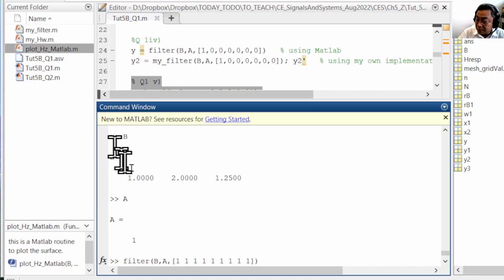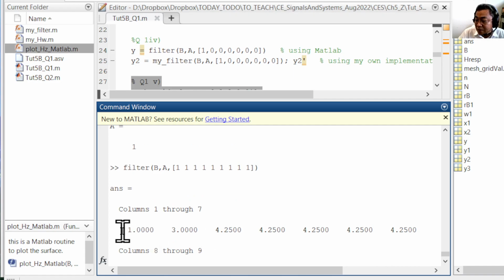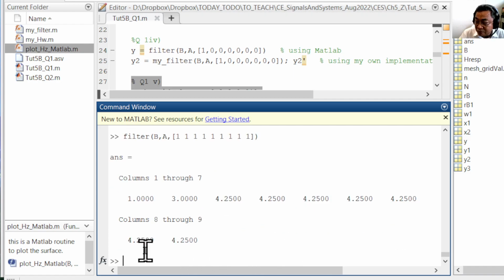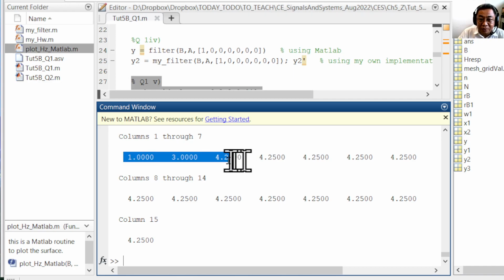First I enter the b value, I enter the a value, I type using filter(b, a, ...), and of course I cannot write an infinite unit step, so I just use a couple of values and out pops the output. So it is 1, 3, 4.25, and keeps on staying at 4.25. In fact, if I increase my x, it doesn't matter because it keeps on being 4.25. So the steady state response of this system is 4.25, and the first two values before are the transient condition.